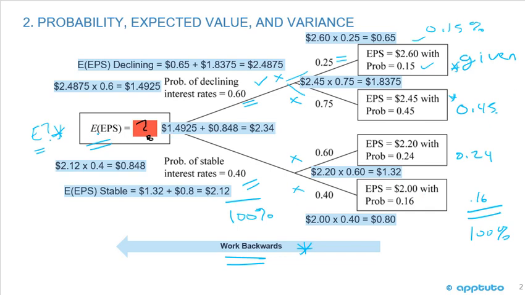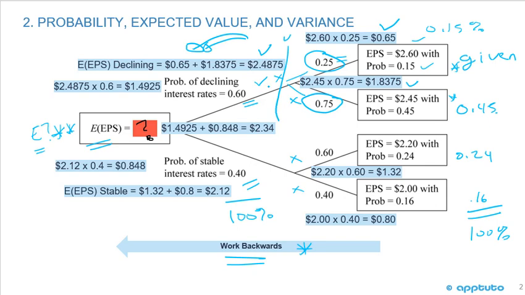So how do we calculate our expected EPS based on these probabilities? Well, we work our way backwards, okay? So you can see, I'll start from the top. The $2.60, which was given to us, times the 25%, we're going to get 65 cents. And then $2.45 times the 75% equals 1.8375. Add those two together, so we're working our way backwards, as I say. We add those two together, the 65 cents plus the 1.8375. That's going to equal $2.4875.